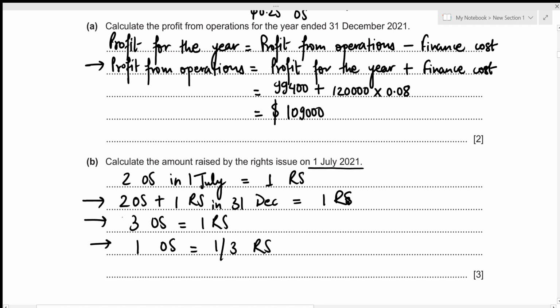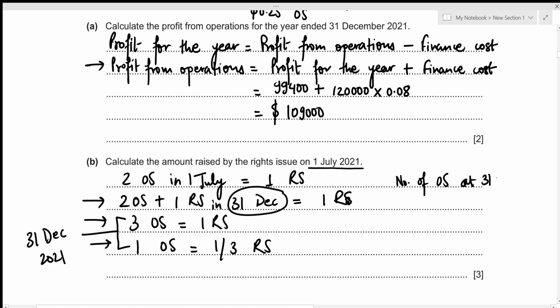And the thing to remember here is that the ordinary share mentioned here relates to the ordinary share value at 31st December 2021 as we wrote here. So now we need to figure out the number of shares or number of ordinary shares at 31st December 2021. In order to figure out the number of shares, we just have to divide the total value of the ordinary shares at this particular date divided by the nominal rate.